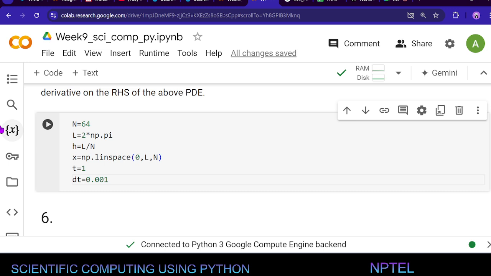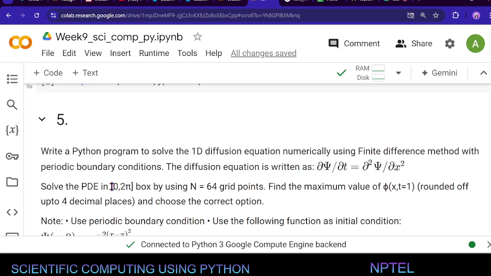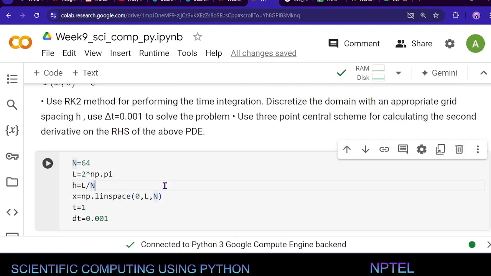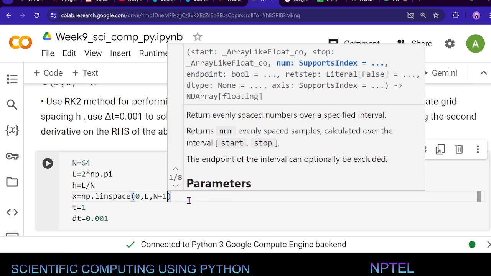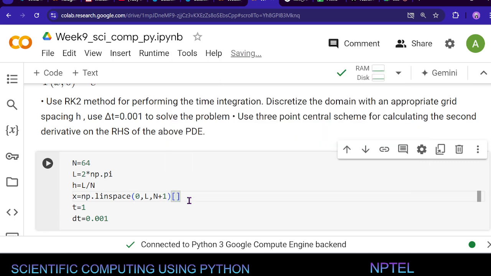h is L by n. This is the grid size, and x will be from 0 to L, right? Because it is from 0 to 2 pi, not minus pi to pi. So 0 to L, and we can do this with endpoint equal to false, or we can do n plus 1 and then just remove the last element. So we are starting from 0 up to n minus 1 point. So the last point is not considered.